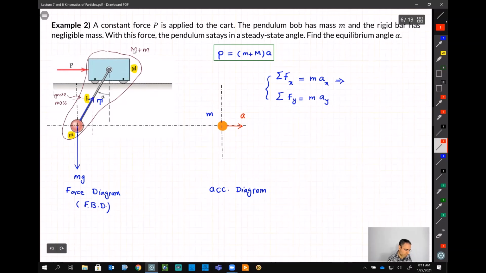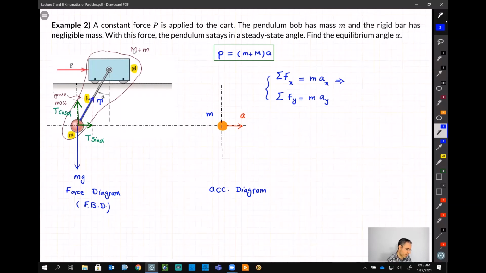So it's going to have two components. One is this one, and one is this one. If this angle is alpha, this one is going to be T sine alpha, and this one is going to be T cosine alpha. All right, so then let's continue.